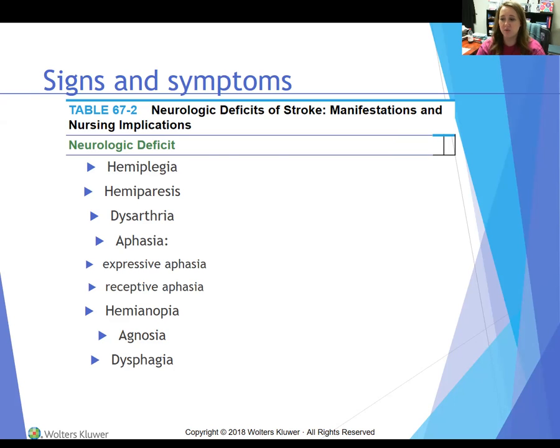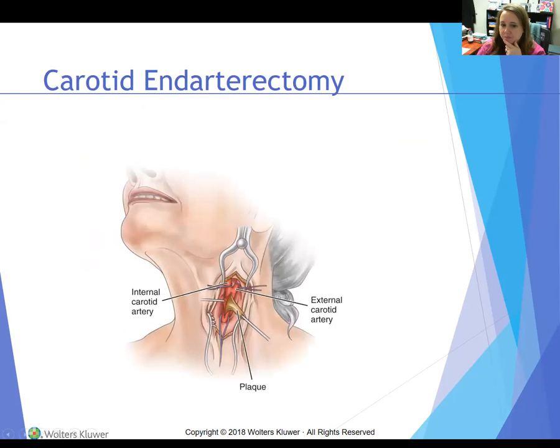Agnosia is the loss of ability to recognize objects. So I'm like, tell me what this is. It's a Taco Bell cup, and I don't recognize what that object is. So that's agnosia. Dysphagia, difficulty swallowing. So I just want you guys to be familiar with these terms.